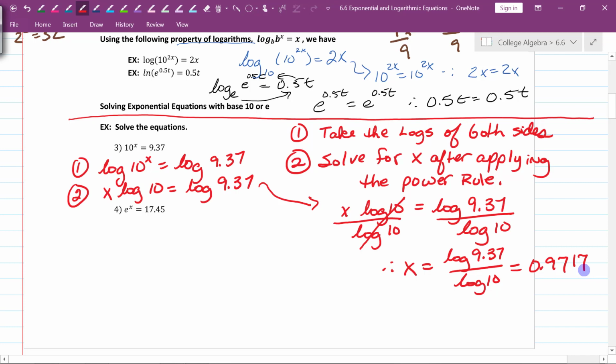Again, grab your calculators. Don't just watch me write it down. You go ahead and do the calculations and make sure you get the right answer, please.